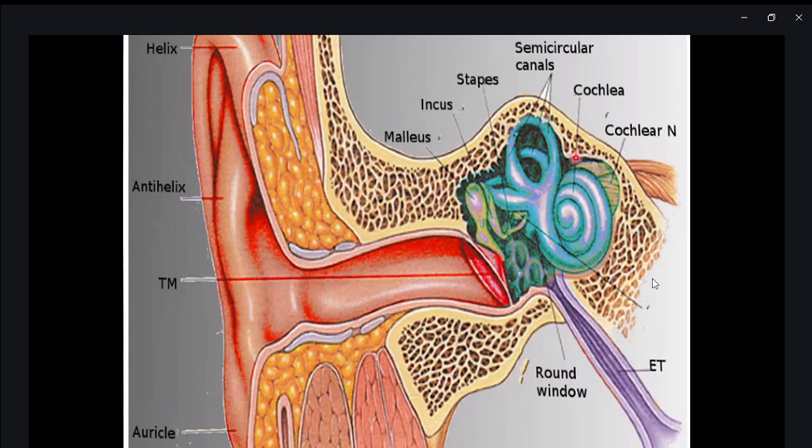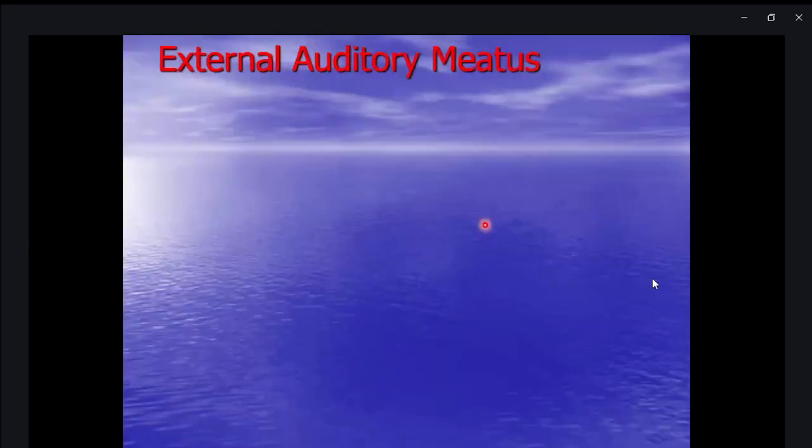So we are going to look at each of these to be able to define how sound is produced and how the body is balancing.